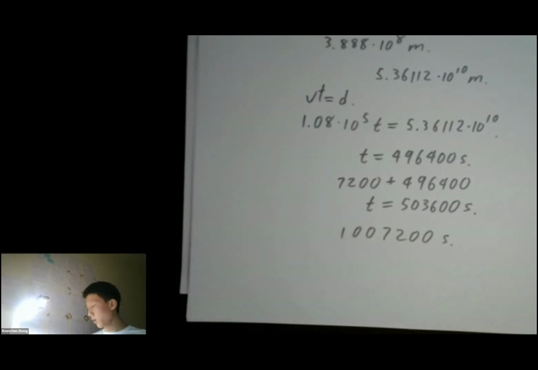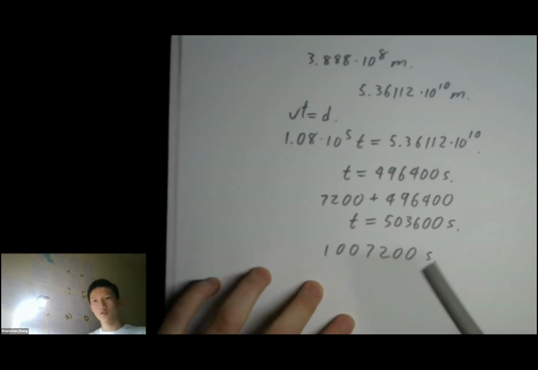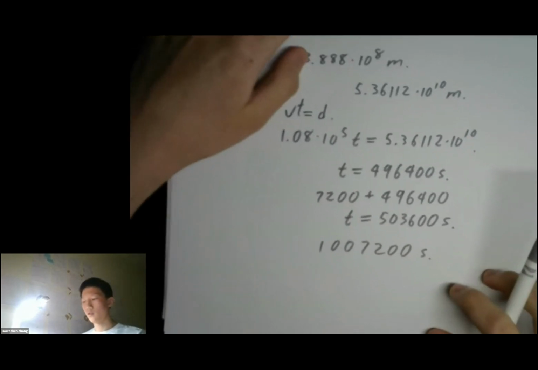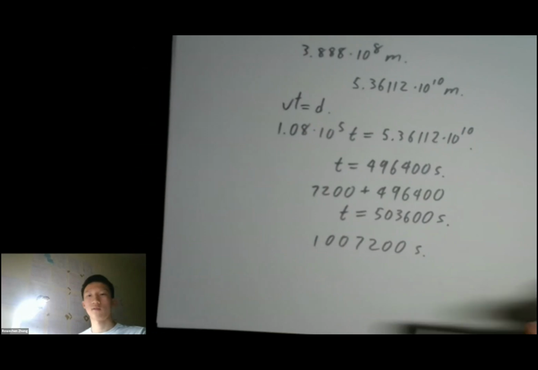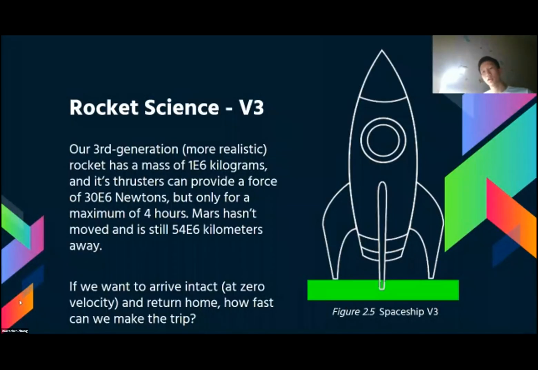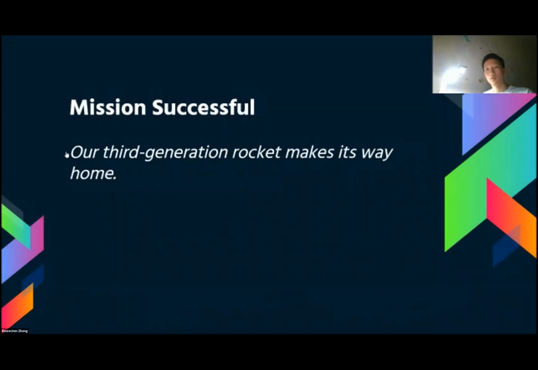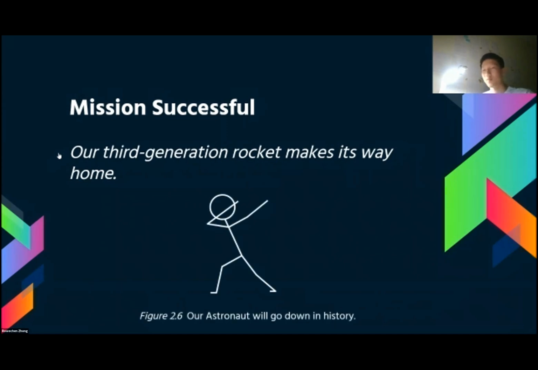Quite a while. In fact, though, this is a slight underestimate because we did not account for gravity. But for our purposes, we did good. 3rd generation rocket made its way home. He's a happy astronaut.